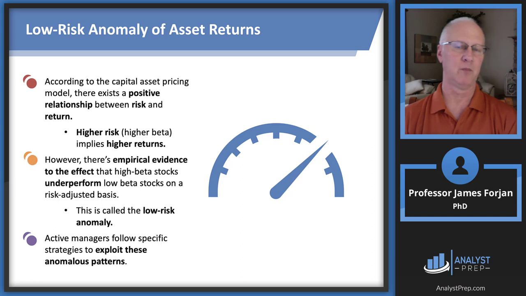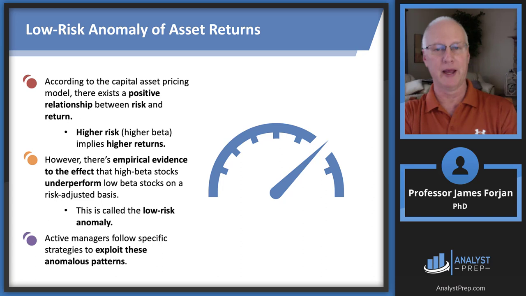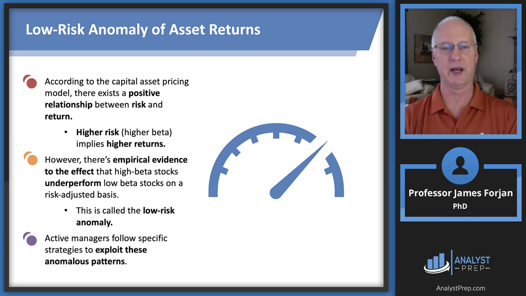This is called a low-risk anomaly. So look at the purple point at the bottom. If there is an anomaly, then you would think that wealth managers, especially active wealth managers, are going to be able to determine specific investment strategies to take advantage of these patterns in stock prices and stock returns.